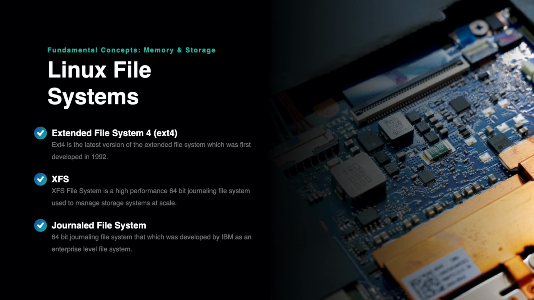Next, the XFS file system is a high-performance 64-bit journaling file system used to manage storage systems at scale. XFS was created in the 1990s by Silicon Graphics. XFS allows the user to write many files to the system at the same time. The Journaled File System is another 64-bit journaling file system, which was developed by IBM as an enterprise-level file system. This file system maintains records of the changes in log files, which allow for a faster and more effective recovery of lost data.